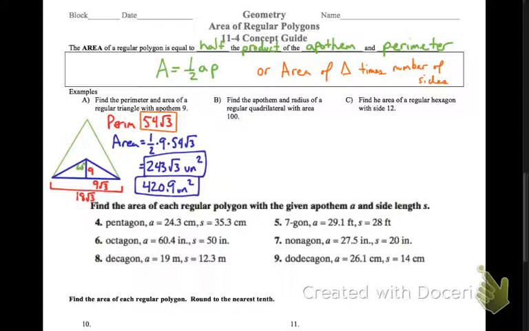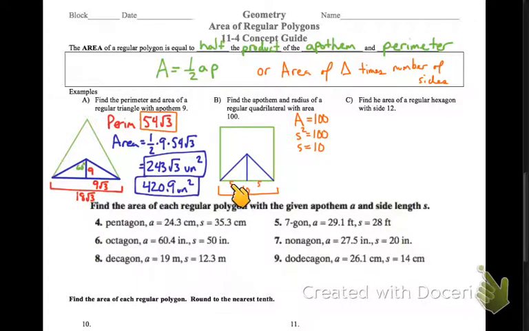Next example, find the apothem and radius of a regular quadrilateral with area 100. Well, what do we know about the area of a square? That means that the area is the side squared. So what is one of the sides? 10. Good. So if the side is 10, then each part of this right triangle is 5. This is a 45, 45, 90 triangle. So what is the length of the apothem? It's 5.